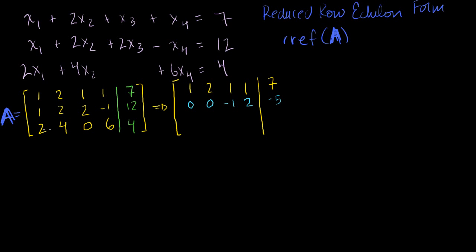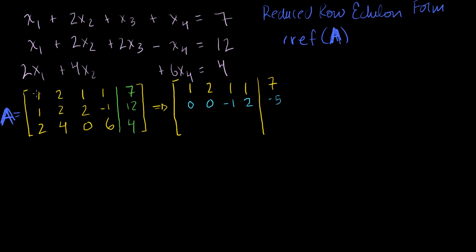All right, now I want to get rid of this row here. Or I don't want to get rid of it. I want to get rid of this 2 right here. I want to turn it into a 0. So let's replace this row with this row minus 2 times that row. So what I'm going to do is this row minus 2 times the first row. And I'm going to replace this row with that.